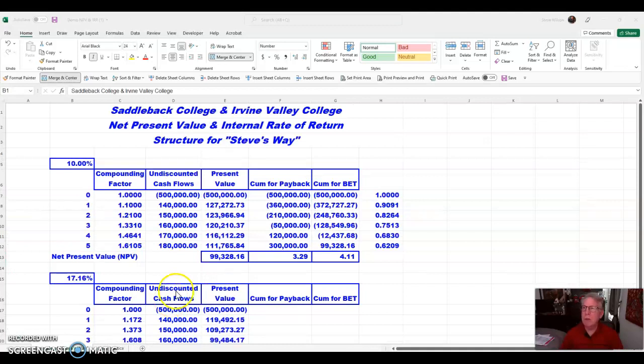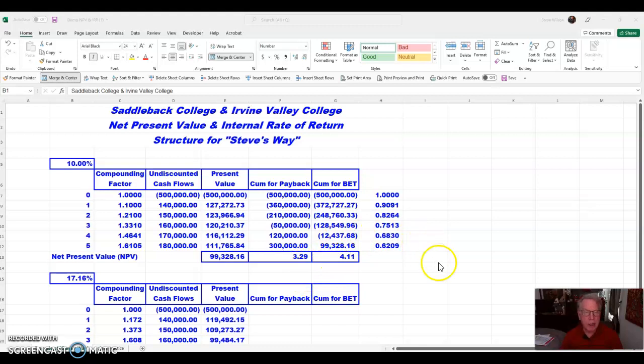Okay, here we've moved to the demo net present value and internal rate of return file. This is a little bit redundant from the first Steve's Way file I showed you, but it gives you a little practice in calculating these compounding factors using undiscounted cash flows, calculating the present value by dividing by my factors, and also a cumulative column for payback and a cumulative column for break-even time.